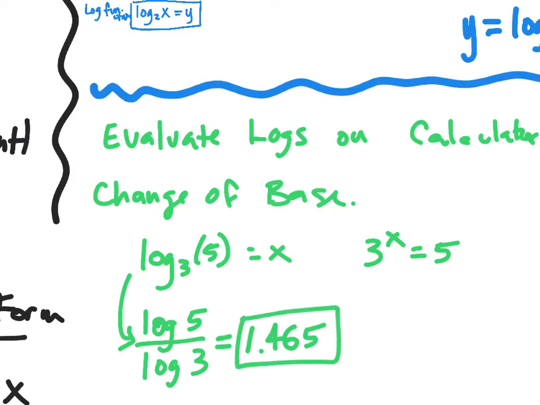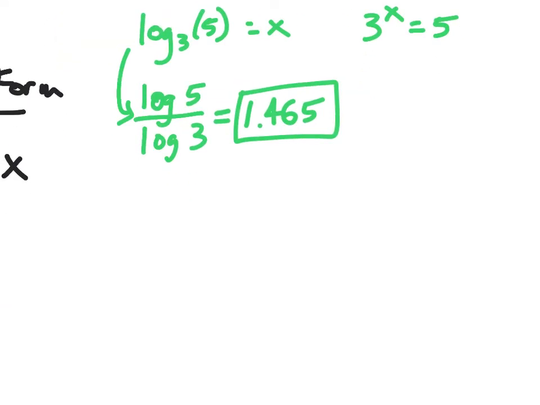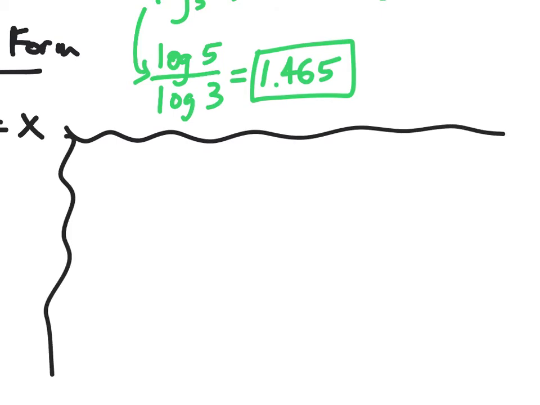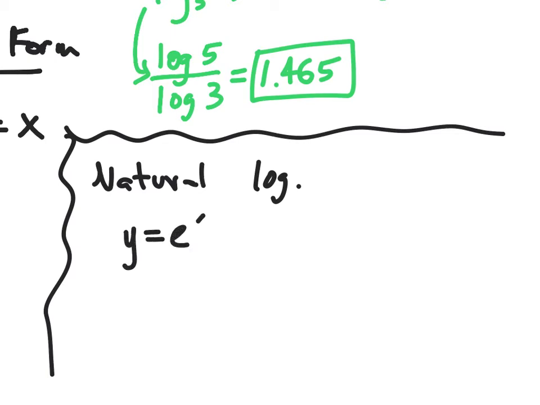Now, the next thing I have is called a natural log. So this is a natural log. And what I'm going to do here is think of the equation, say y equals e to the x. We're back to using that number e. And so this is a naturally occurring number, hence why we're going to call this a natural log. And so what I want to do is this. I want to turn this into log form.